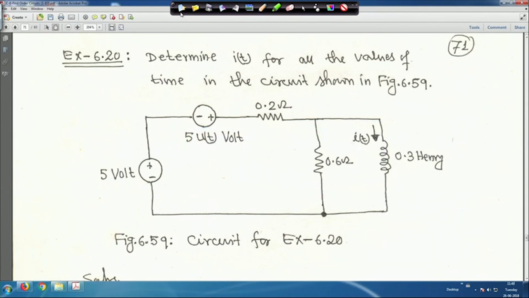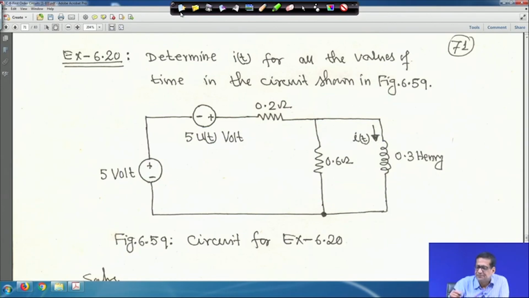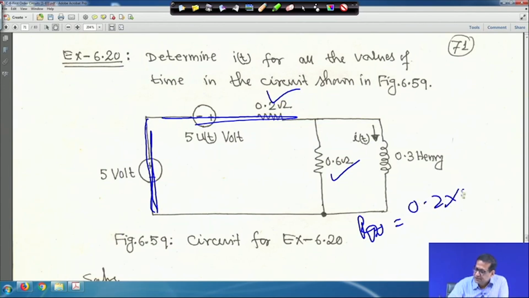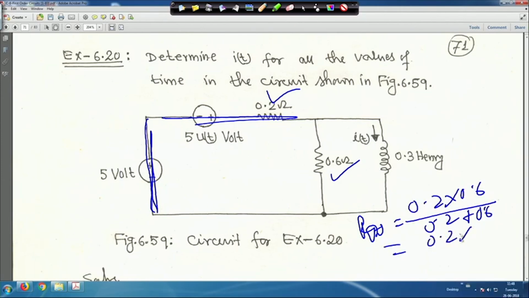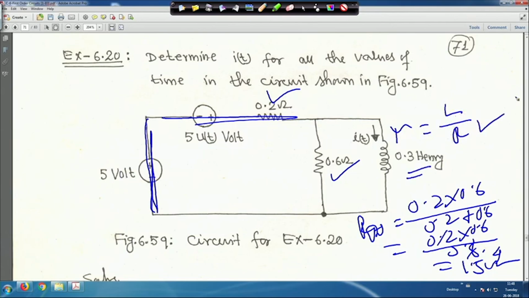Now, to get R Thevenin, this source should be short and this source should be short. So, 0.2 ohm and 0.6 ohm are in parallel. So, R Thevenin will be equal to 0.2 into 0.6 divided by 0.2 plus 0.6, right. So, it will be 0.2 into 0.6 divided by 0.8, right. So, it will be 0.15 ohm. And tau is equal to L upon R, where L is 0.3 Henry. So, you can easily compute tau. All these calculations, how they have been made, I showed you.